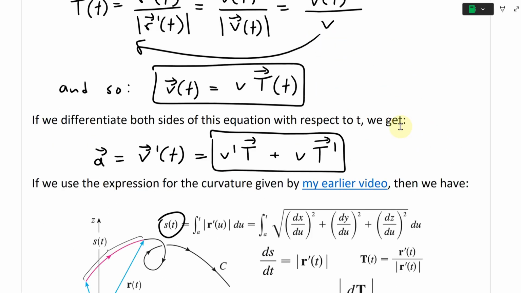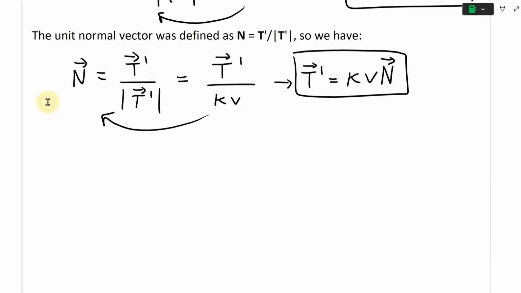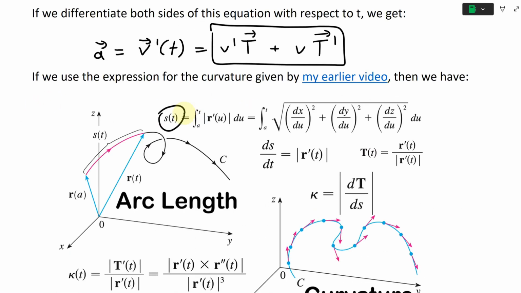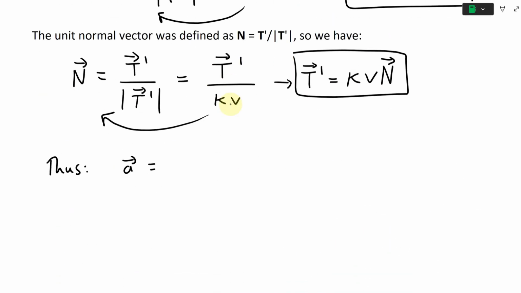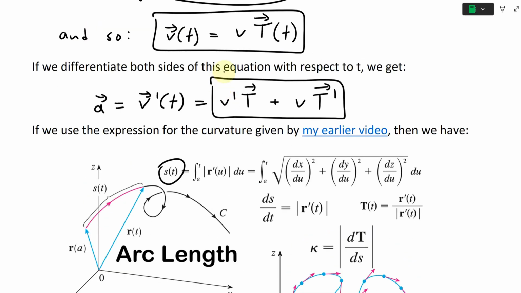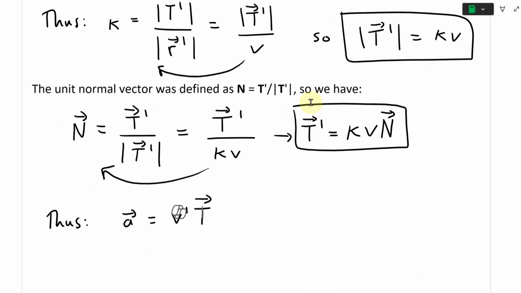Yeah, so now we can throw that in here, and then we're going to have the acceleration in terms of the unit tangent vector and the unit normal vector. All right, so let's put that in here. Thus, for the acceleration, I'll just put the full thing we had here. The acceleration equals v prime, the derivative of the speed, times the unit tangent vector, plus the speed v times the derivative of the unit tangent vector.